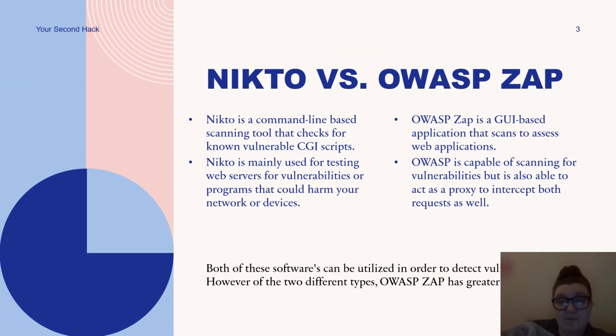So the first thing I did was just an analysis of Nikto versus OWASP-ZAP. Nikto is a command line based scanning tool that checks for known vulnerabilities in CGI scripts. It's mainly used for testing web servers for vulnerabilities or programs that could harm your devices or networks. OWASP-ZAP is a GUI-based application that scans to assess web applications. It's capable of scanning for vulnerabilities, but also able to act as a proxy, so it's able to intercept the requests as well.